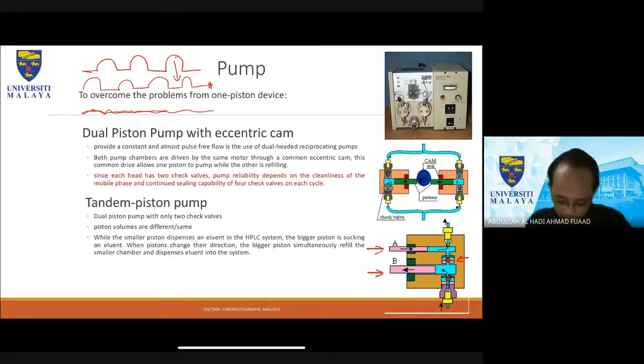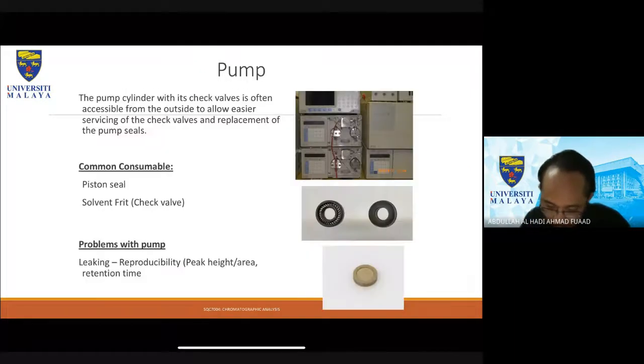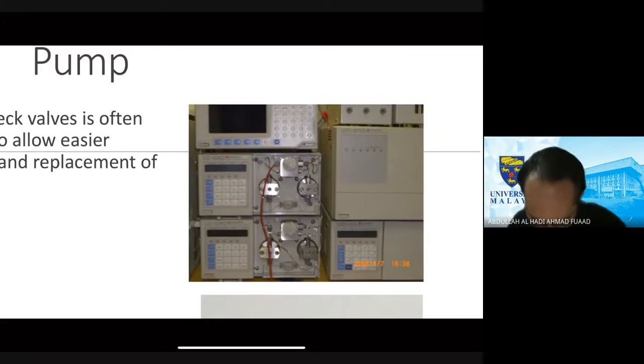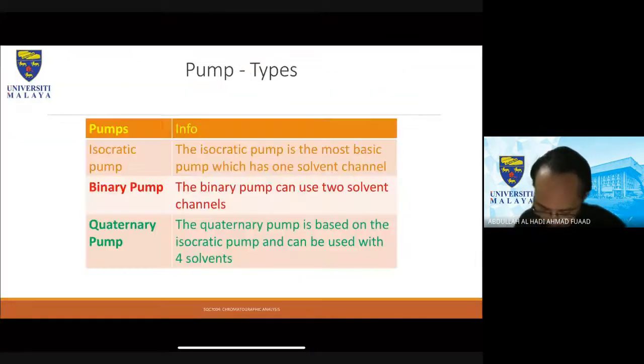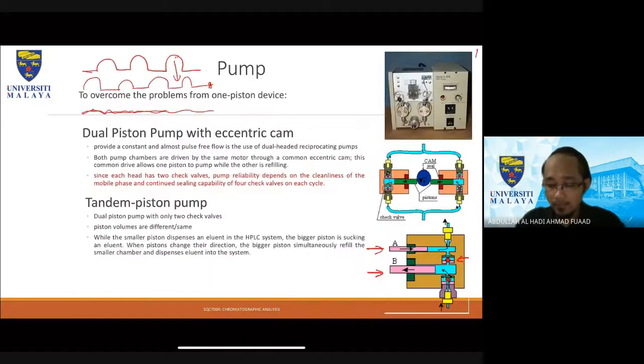Okay. Do I have a picture over here? Okay. So that is an example of, wait, not this one. Sorry, not this one. We actually do have a tandem pump in UM. So perhaps if I do have time, I will do a very short recording and show you guys. If I'm not mistaken, it's a tandem piston pump.